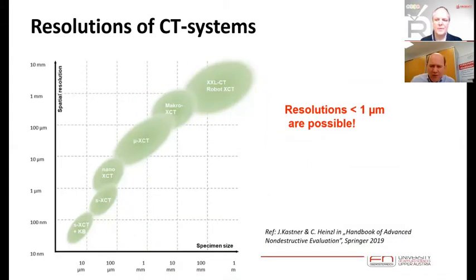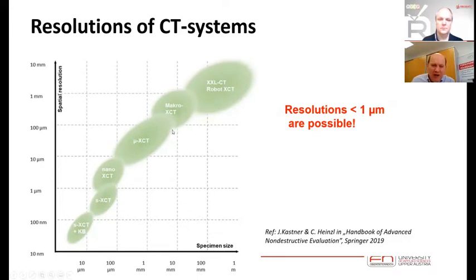There are different resolutions of CT systems available. For big parts of 1 meter or even 10 meters, you can use systems where you can investigate really big parts, up to cars or wings of airplanes. You can do it on big XXL CT systems, or with robot CT. We have macro CT systems where we can also investigate parts up to a length of 2 meters and a diameter up to 60 centimeters.